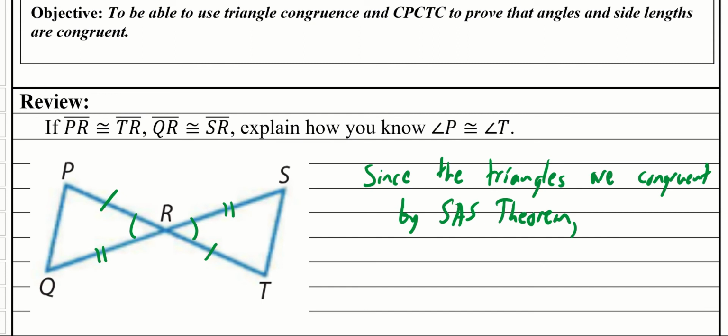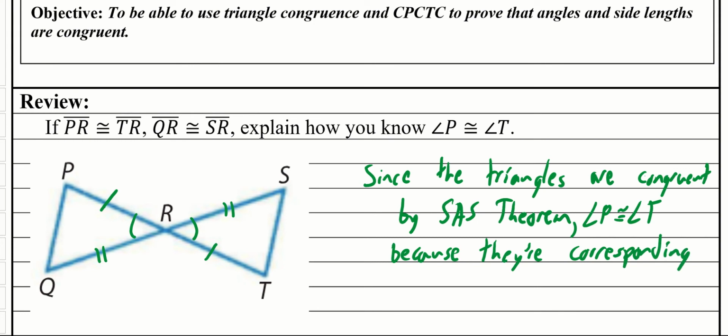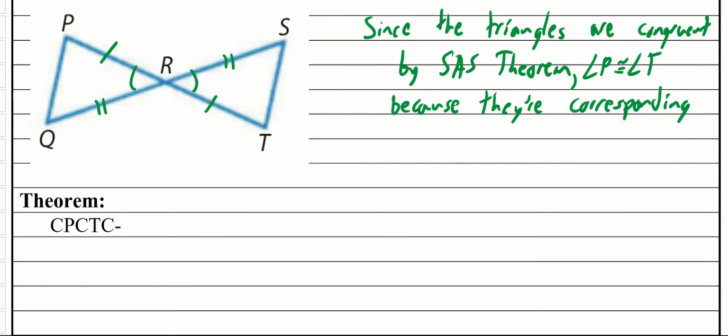that every piece of the triangles is congruent. We've just been working with shortcuts, using two or three pieces of information to help us prove this. But once we show that, now we know all the pieces are congruent. So I would say since the triangles are congruent by the side angle side theorem, angle P and angle T are congruent because they're what we call corresponding, or they're in the same spot, right? They're corresponding. And we know if the triangles are congruent, then all the corresponding pieces are also congruent.